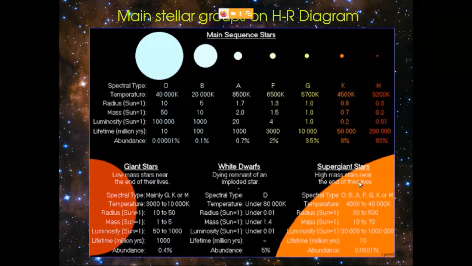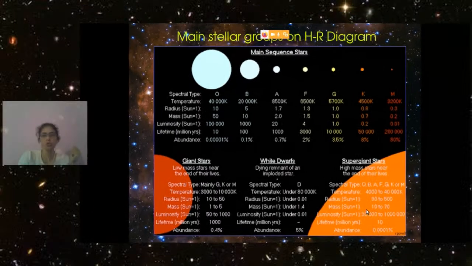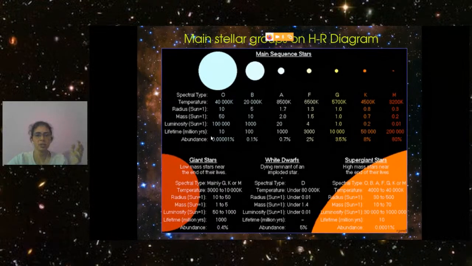Supergiant stars are high mass stars near the end of their lives. Their temperatures are also 4,000 to 40,000. That means they can get really hot. You can have a blue supergiant also. And their luminosity is very high. Okay. So these are the various groups. And now you know how to relate these groups, right? For example, the evolution of these low mass stars will become giants and then become white dwarfs.